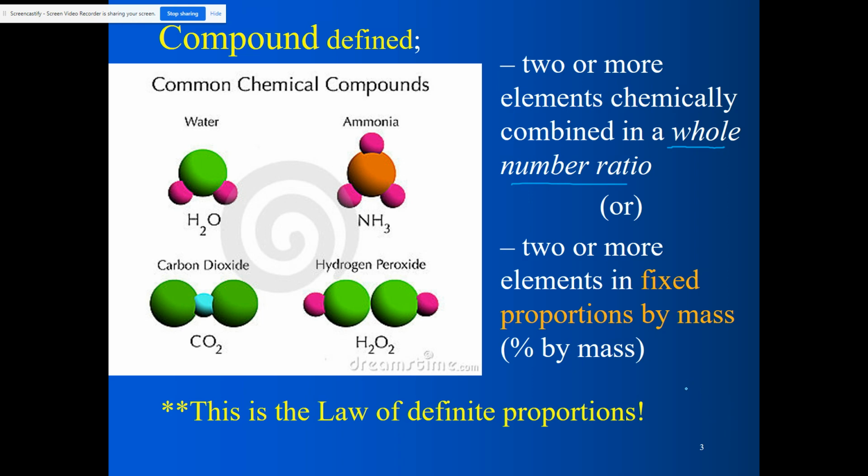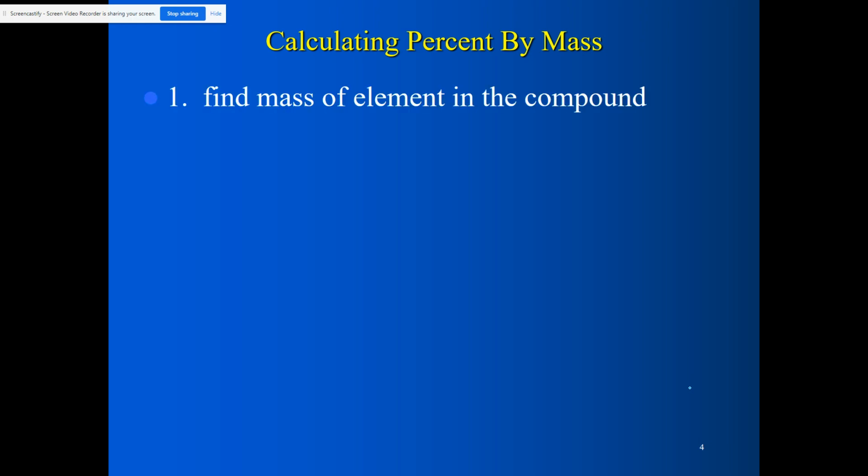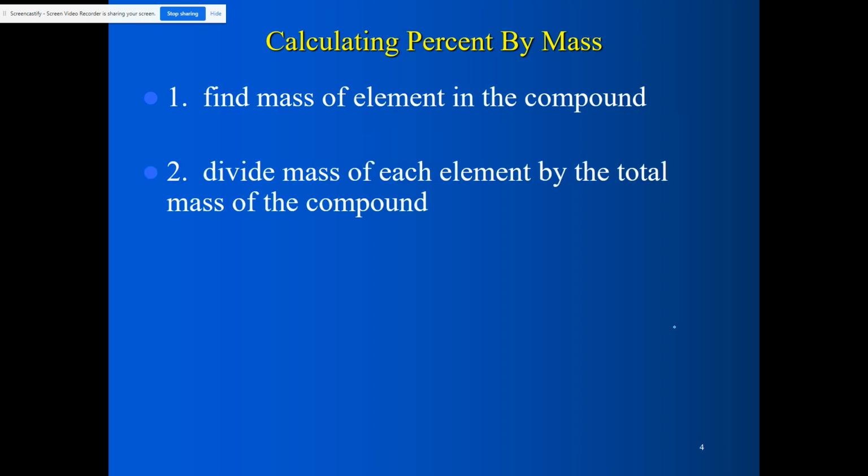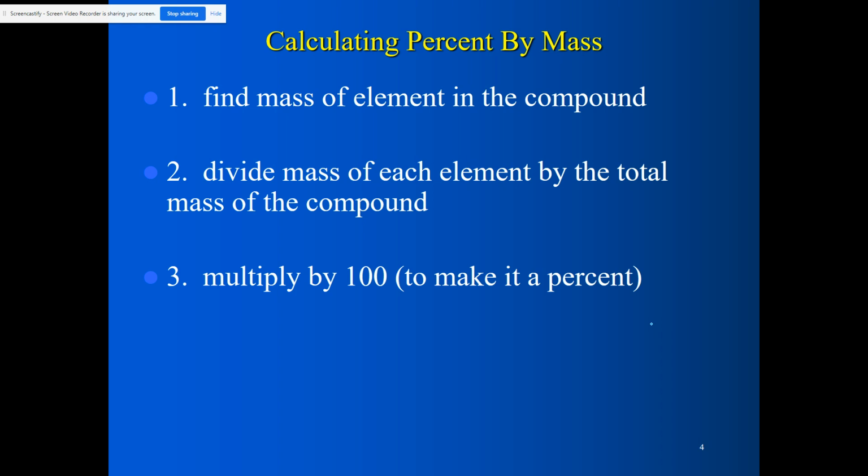It's very easy to figure out in the lab. Just take a look at calculating percent by mass. Basically, find the mass of each element in the compound. Then divide the mass of each element in the compound by the total mass of the compound, and then times it by 100 to make it a percent. That's it, in a nutshell.